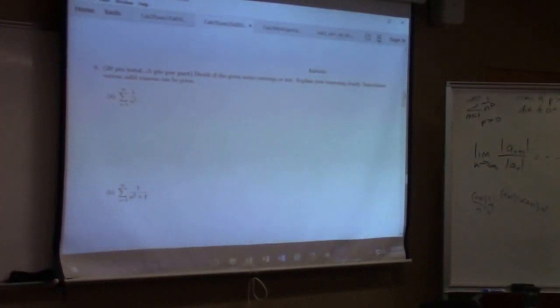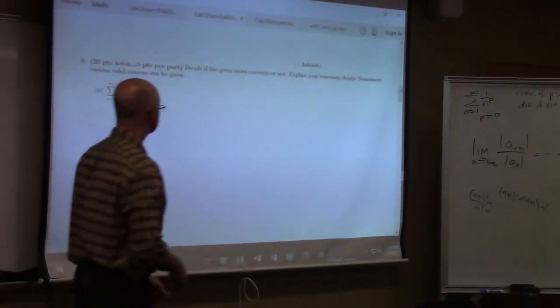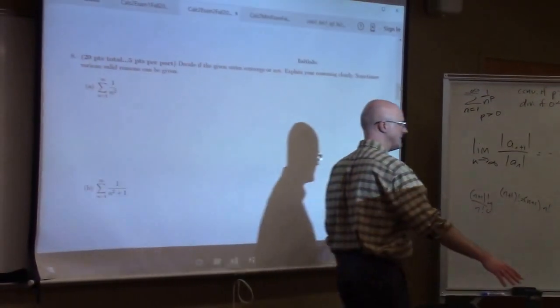This problem had 4 parts where you're trying to decide about convergence. No proofs, but brief reasons should be given. Sometimes more than one reason could be sufficient.